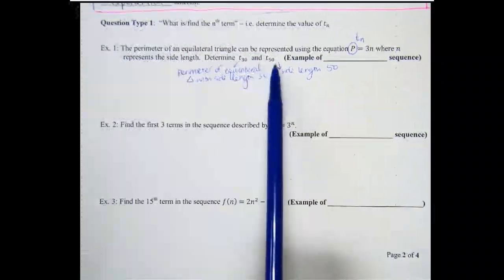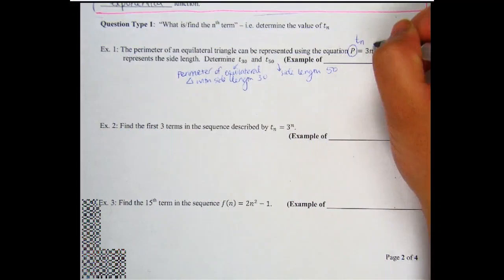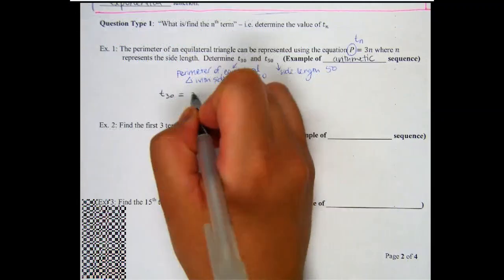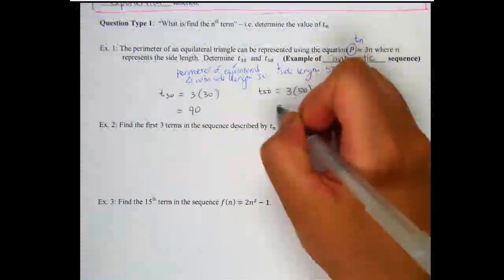Basically, this is asking you to find the perimeter of an equilateral triangle with side length 30, and this is asking you to find the perimeter of an equilateral triangle with side length 50. From the top of the page, we know that if we have an exponent of 1 on n, then we are going to end up with a linear function, right? And that linear function is the same as an arithmetic sequence. So let's find T30. All we need to do is plug in 30 for n, 90. T50, plug in 50 for n, 150.